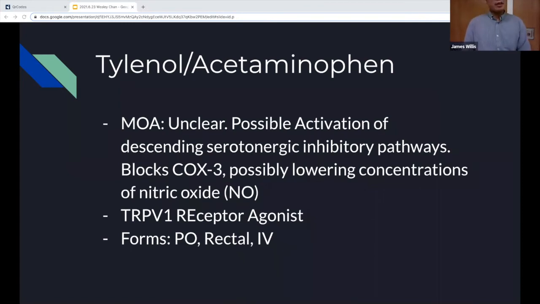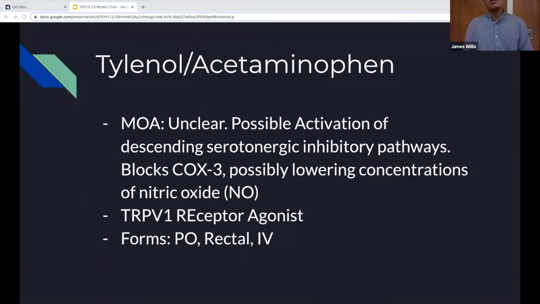Tylenol, or acetaminophen, is one that we often use in the emergency department. The mechanism of action is actually unclear. People think it blocks the COX-3 receptor, lowering the concentration of nitric oxide. It has also been shown to be a TRPV1 receptor agonist. Tylenol can be used PO, rectally, and IV for pain.